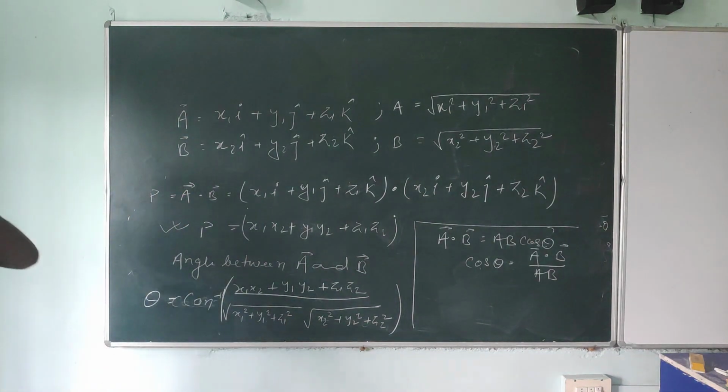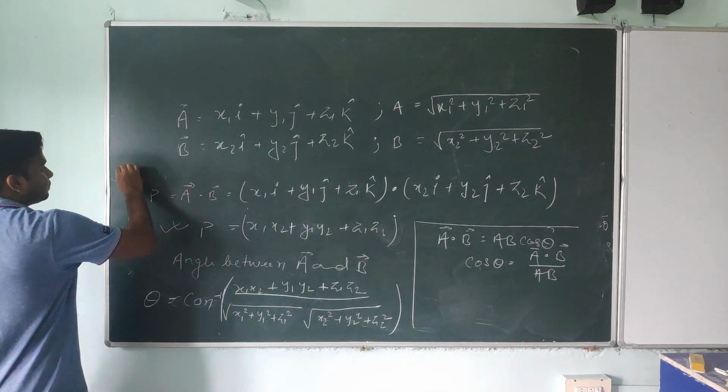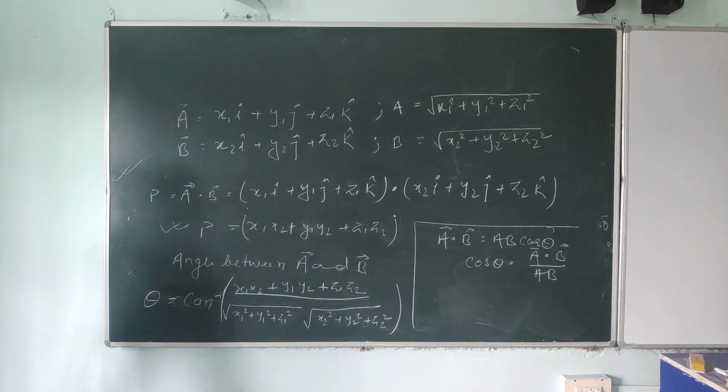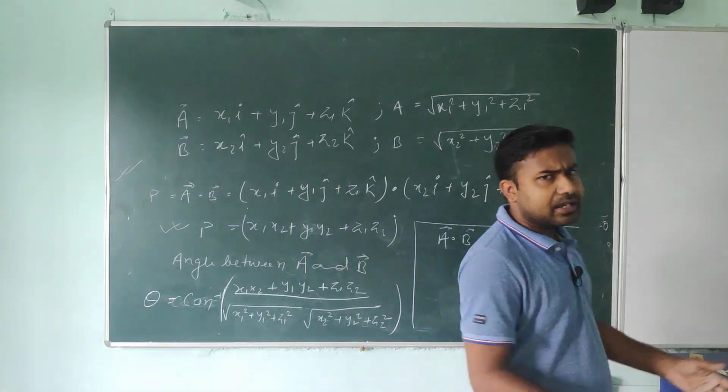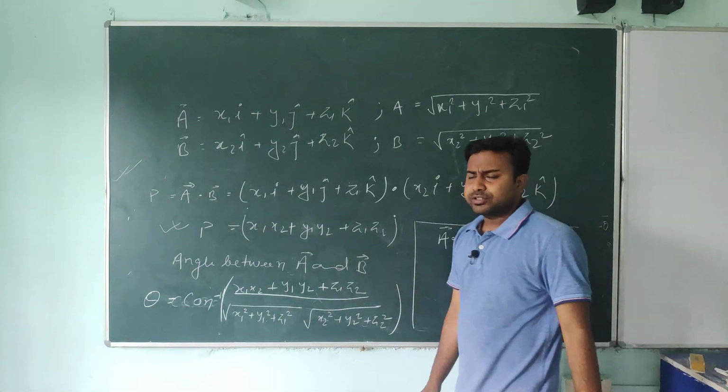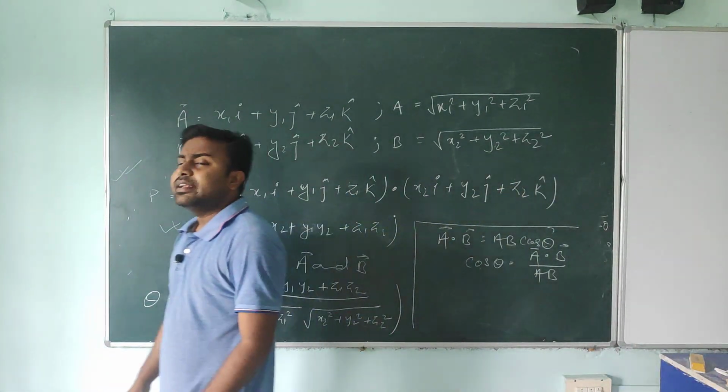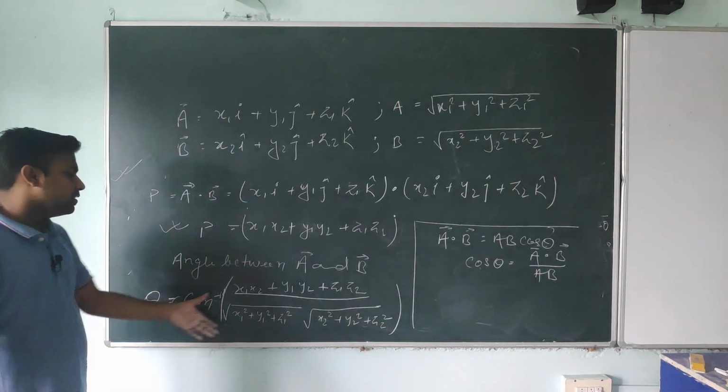I suppose you all understand how to take the dot product of two vectors, either it's a unit vector, a normal vector, or a position vector, and how to calculate the angle between the two vectors using this concept.